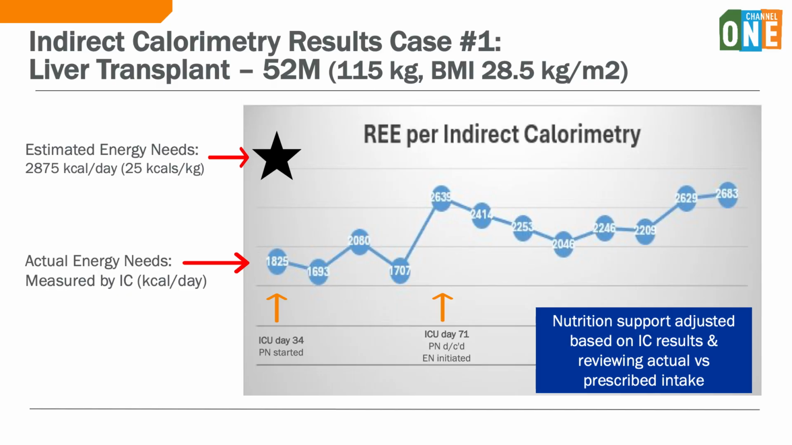We estimated his caloric needs to be 2,875, or 25 calories per kilogram, following the ESPEN guidelines. And this assessment was done shortly after his admission to our hospital. That is the star that you see on the graph.